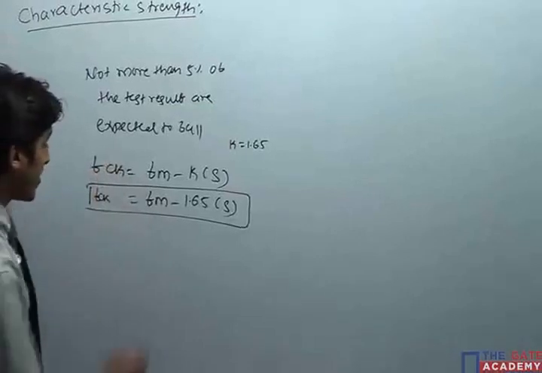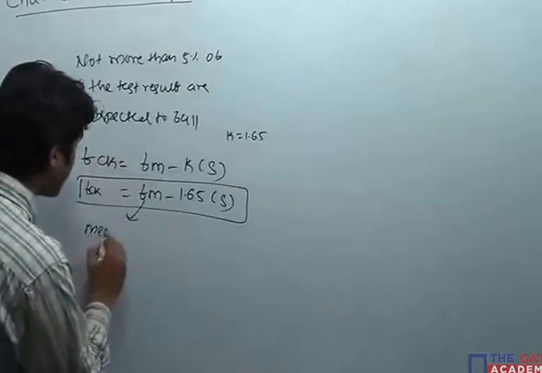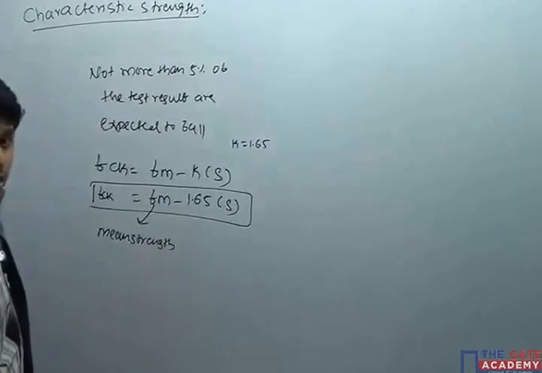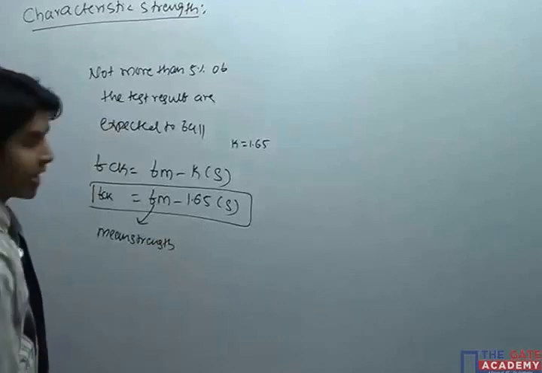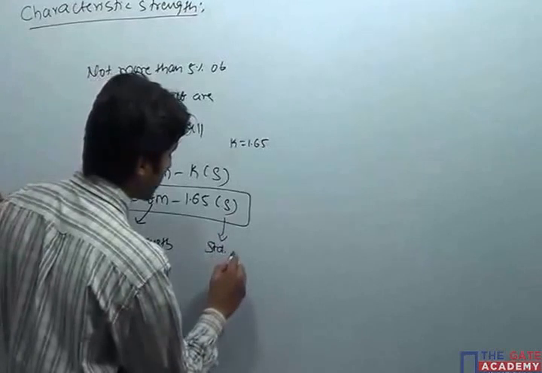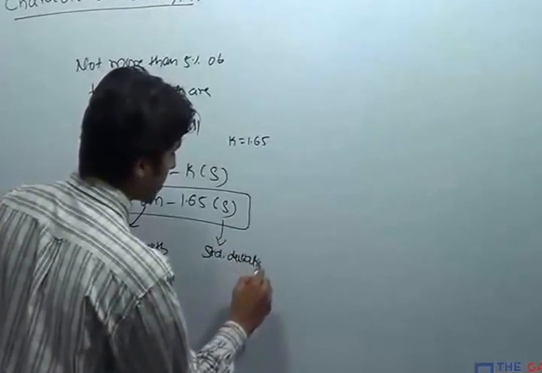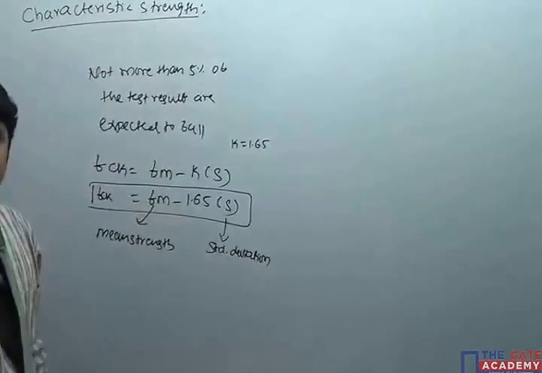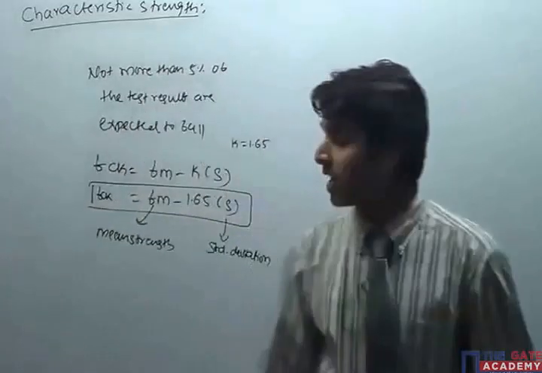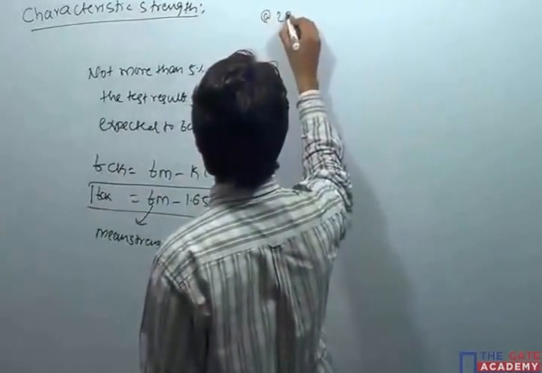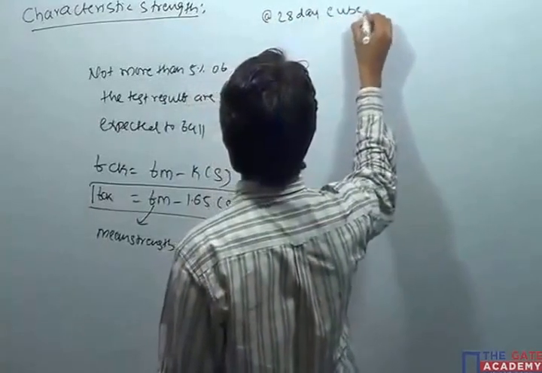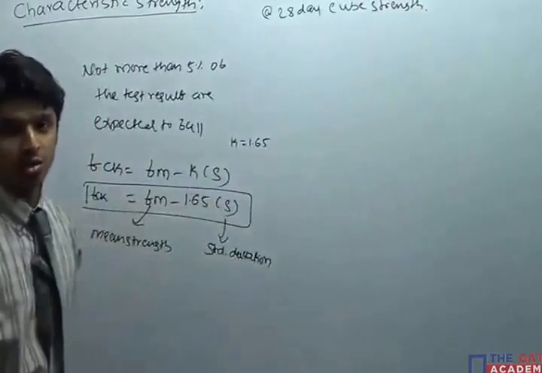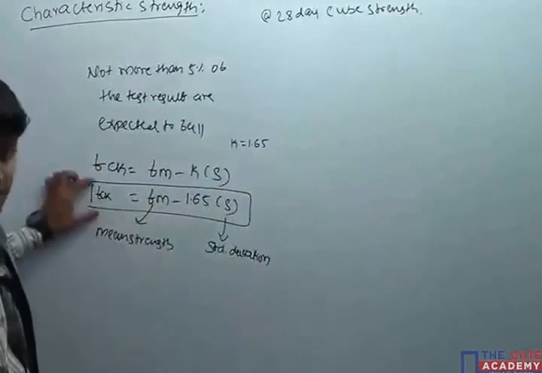So what is this Fm? Fm is nothing but mean strength, the mean of all the values. S is nothing but the standard deviation. So the characteristic strength is usually represented at 28-day cube strength. Okay? So this is our characteristic strength.